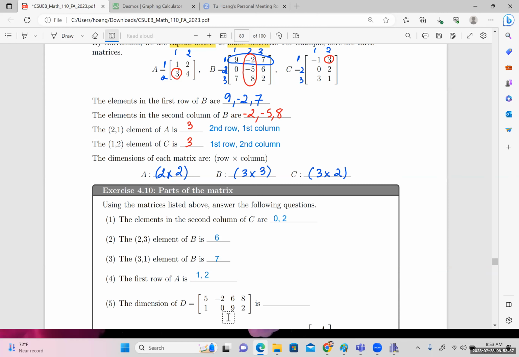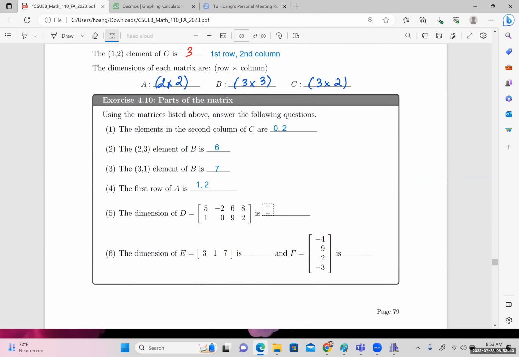Okay, the dimensions for matrix D: how many rows do I have? 2. How many columns do I have? 4, right? So 2 by 4. And the dimensions for matrix E: how many rows do I have? 1. How many columns do I have? 3 columns. And F: how many rows do I have? 3 rows. How many columns do I have? 1 column. No, actually 4 rows, right? Yeah.